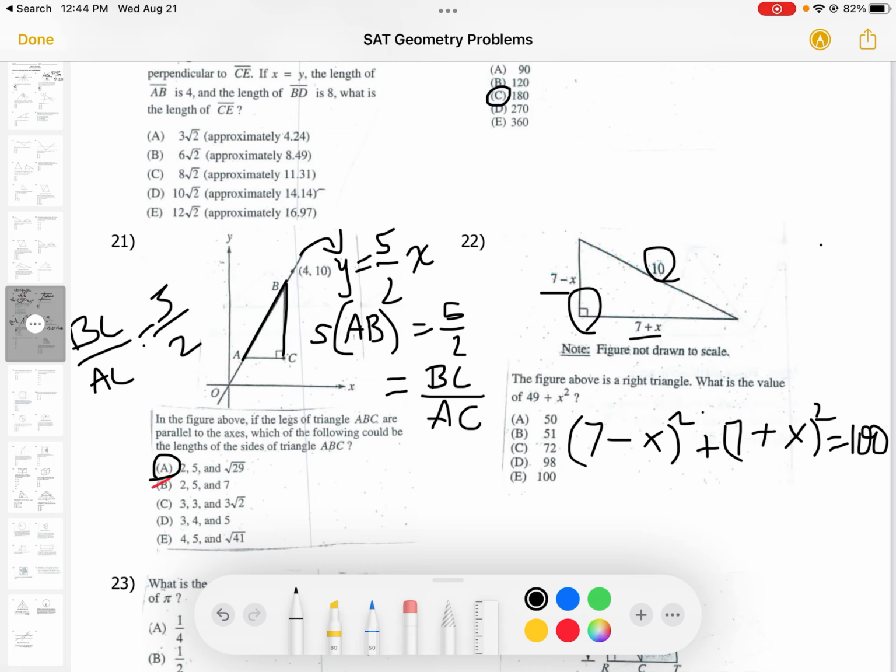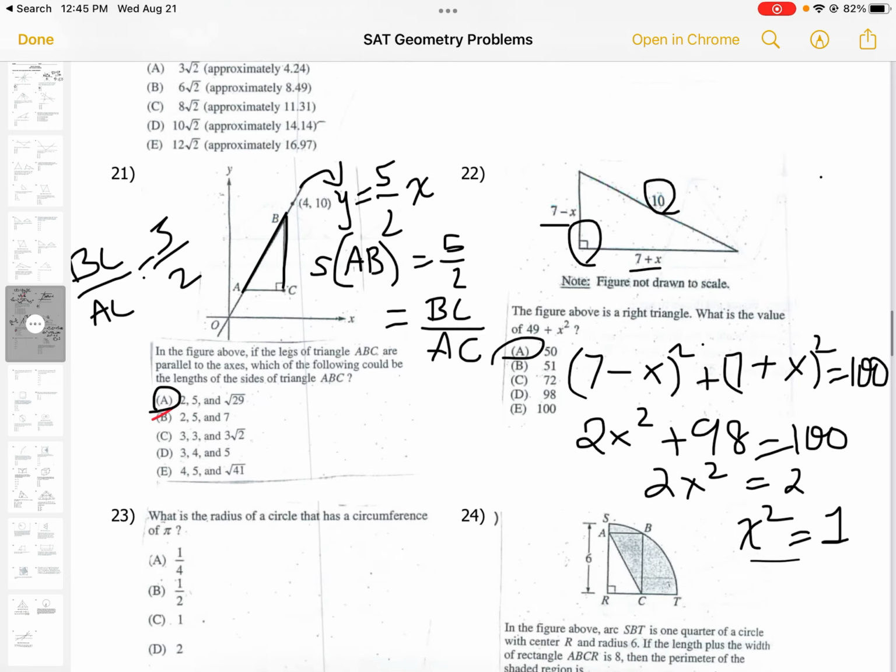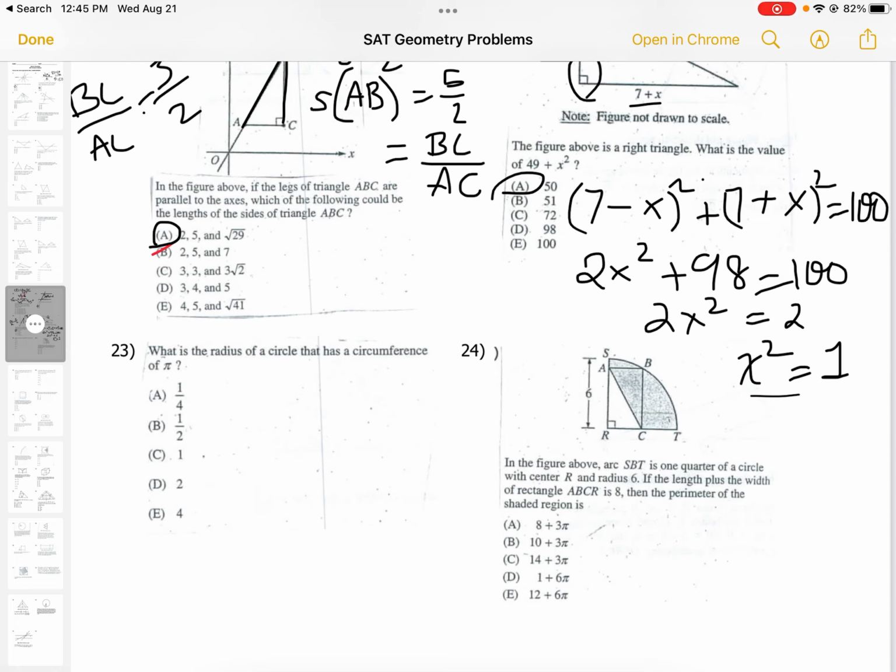Now we can combine like terms. So when we expand everything and put them together, we get 2x squared plus 98 equals 100. And then that becomes 2x squared equals 2, and x squared equals 1. And we can just stop right here with x squared equals 1, because I want 49 plus x squared. That's just 49 plus 1. That's 50. And we move on.